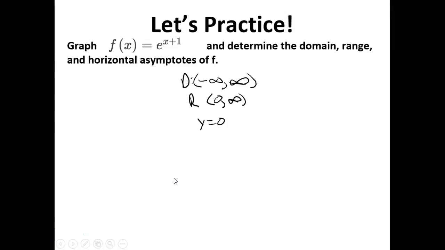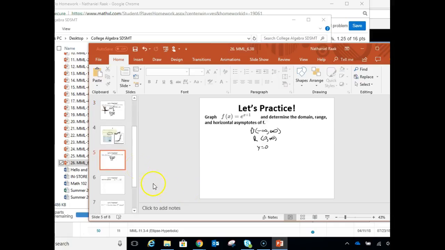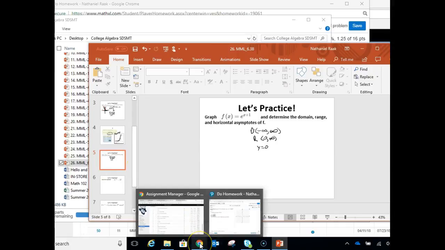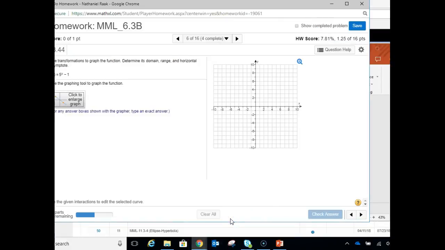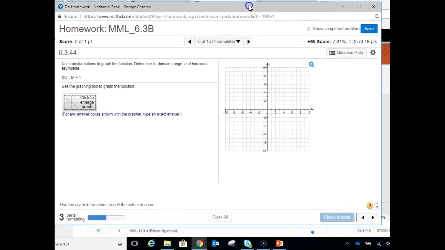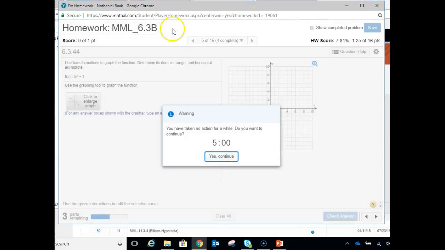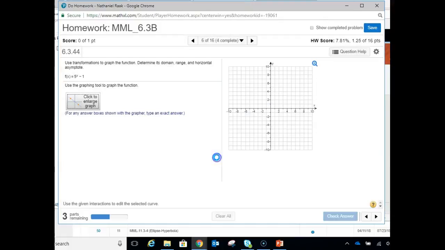At this point in the video, what I wanted to do is show you what it's going to look like when you're doing this in MyMathLab. So over here in MyMathLab, yes, I want to continue. So here it says use transformations to graph the function, determine its domain, range, horizontal asymptote. Here we have the function.